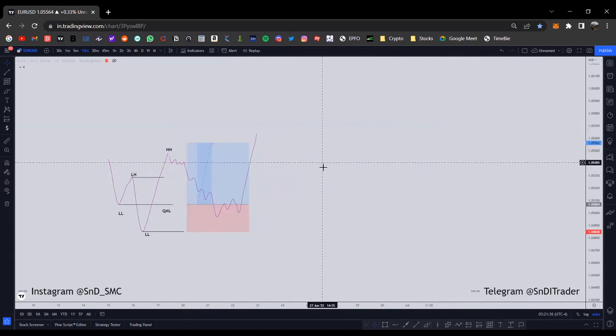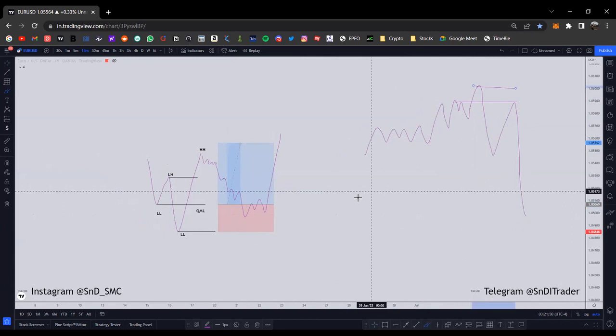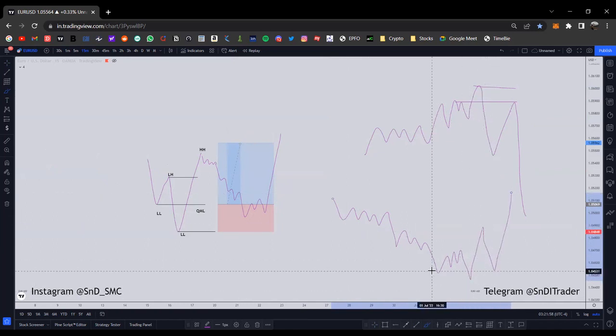Some more examples: if price is making a higher high, a higher high, and breaks the lows, you will look for entry around here. So here your entry will be and the stop loss will be here. Same thing for sells. So for buys, we'll look for entry around here and the stop loss will be here.